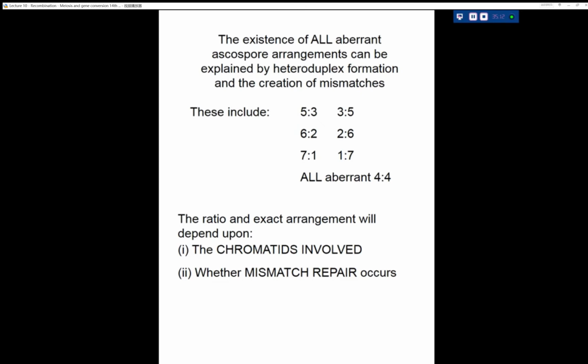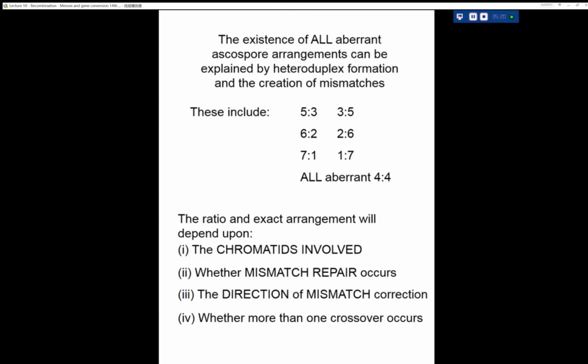It'll also depend on whether mismatch repair occurs. I showed you a scenario where there was no mismatch repair, and also the direction of the mismatch can vary. And also, you can get crossing over between all of the chromatids. You can get crossing over between, say, 1 and 3 and 2 and 4. So you've got mismatches created in all 4 of those chromatids. And in fact, the only way you can explain these 7-to-1 ratios is if crossing over has occurred at exactly the same position, but in both chromatids. Okay. So that's hopefully explained that.